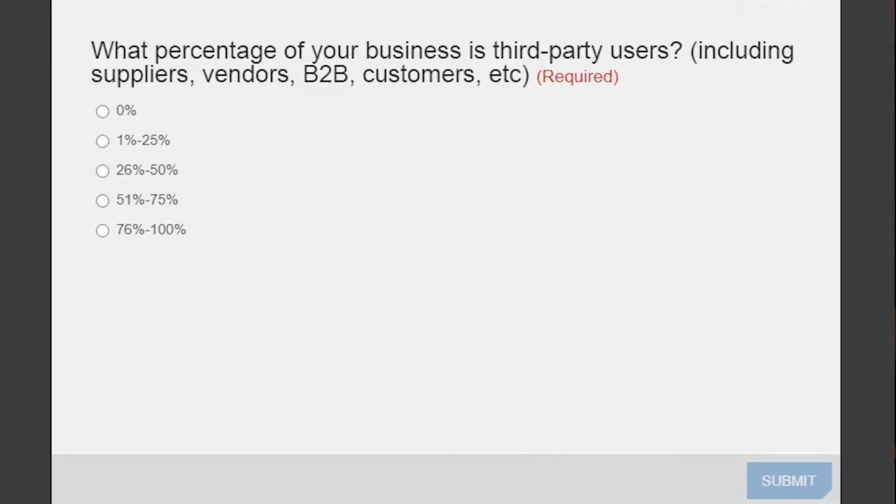Nice, nice. All right. And then the last question in this series: what percentage of your business is third-party users, defined as suppliers, vendors, B2B, or customers? And when we say a part of your business, does that mean clients using the IT infrastructure? Yeah, it could be a supplier, a third party, for instance, or contract work is very popular as well. Really, the thought here is that these are people who are not corporately badged employees.